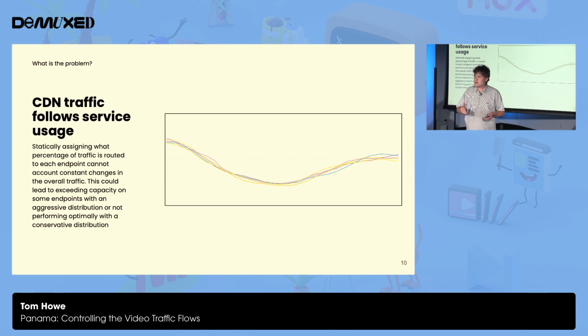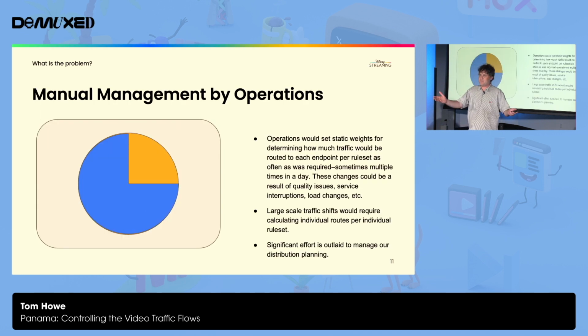Some CDNs do better with keeping caches warm. Some CDNs prefer to have everything loaded into their cache and constantly being hit. We also have some internal tools where we want to keep a constant flow of traffic. So in order to handle this problem, the only real solution would be manual management by operations, and that's what we have done in the past.